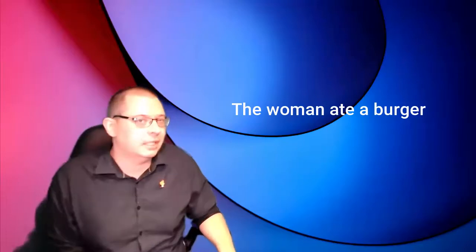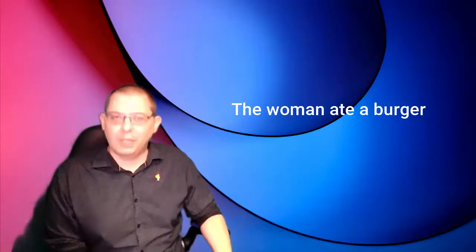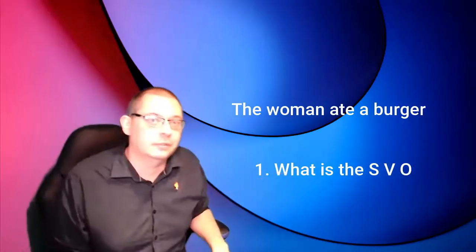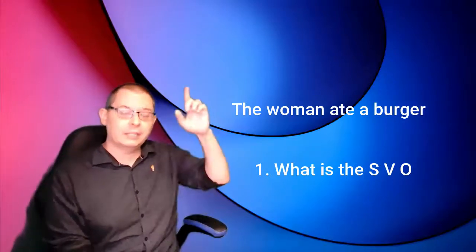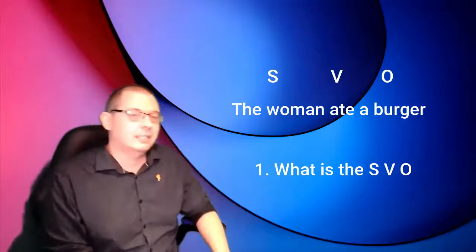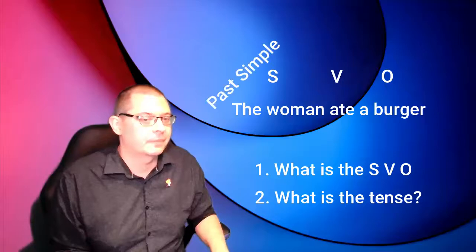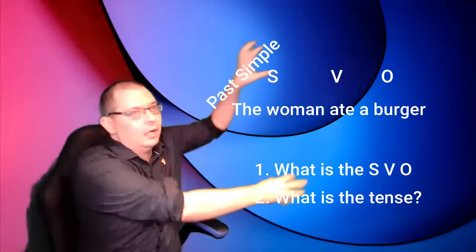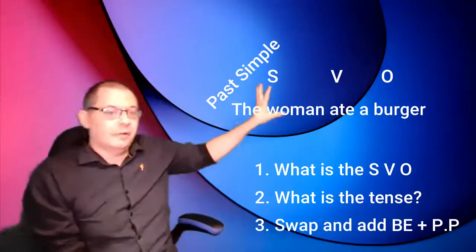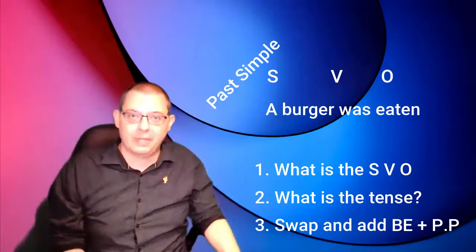Now, what happens if we want to change it? Maybe we're writing an essay on burgers. Number 1, what is the subject, verb, object? And what I like to do is I like to physically write in SVO. Next, what is the tense? This is very important because if we make a mistake here, everything else will be wrong. And then what we do is we swap the subject and the object around. We add a be verb, we change the PP, and bingo, we have ourselves the passive.